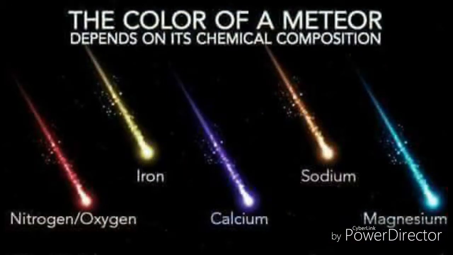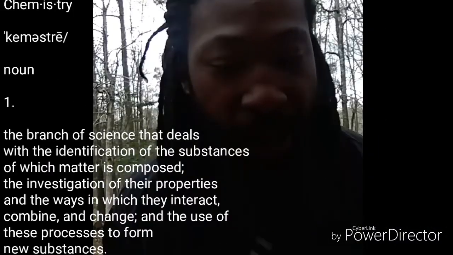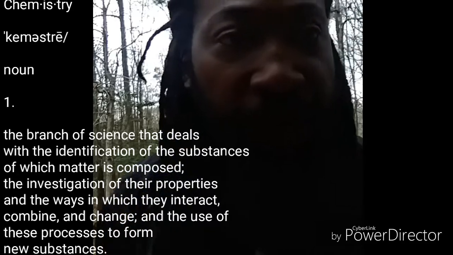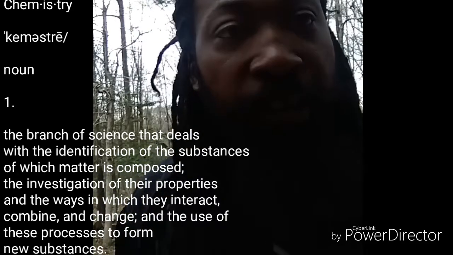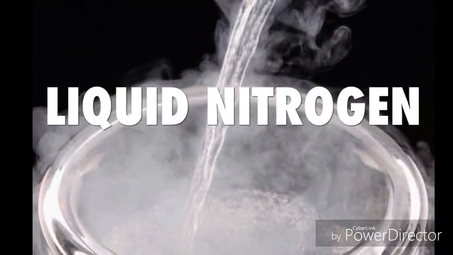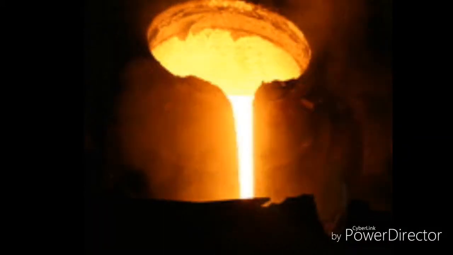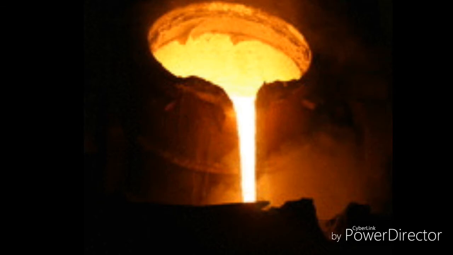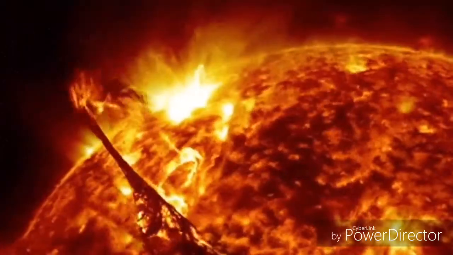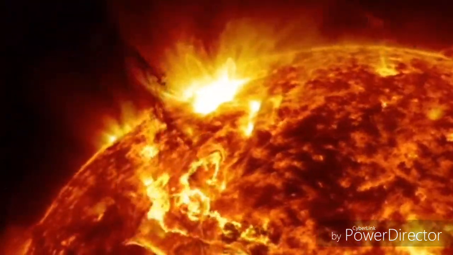Okay, so chemistry, family, is defined as the branch of science which deals with the identification of substances of which matter is composed, the investigation of their properties and the ways in which they interact, combine, and use these processes to form new substances. So these chemical elements are created as a byproduct of star evolution. Stars create new elements in their cores in a process called nuclear fusion.